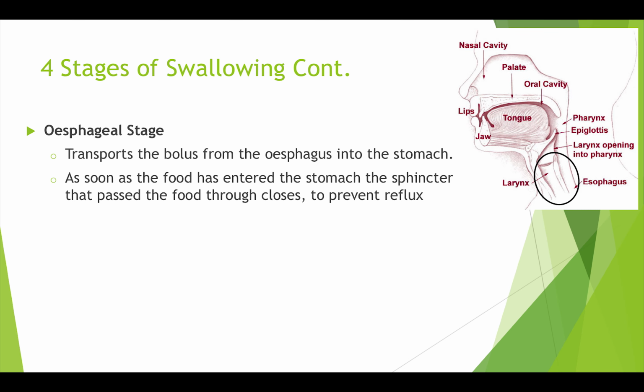During the esophageal stage, the bolus is transported from the esophagus into the stomach. As soon as the food enters the stomach, the sphincter, which is called the UES, which allowed the passage of the food, then closes, which prevents reflux.